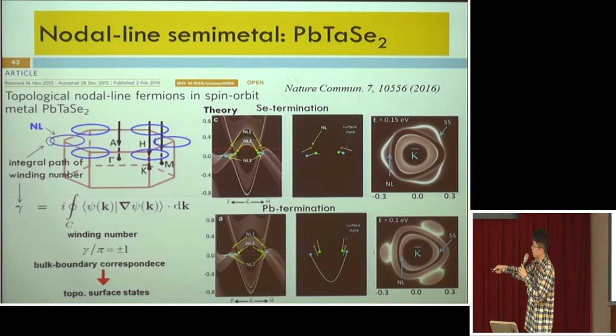We can see the surface state connects two nodal points or merges in the bulk. So this is the signature of the topological band structure.